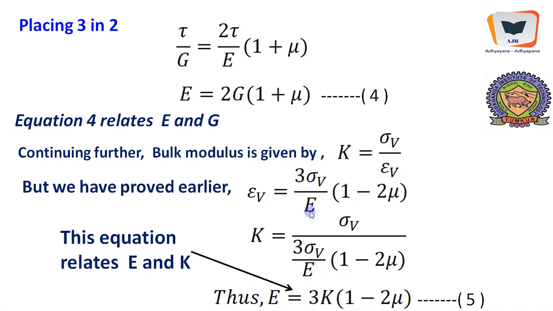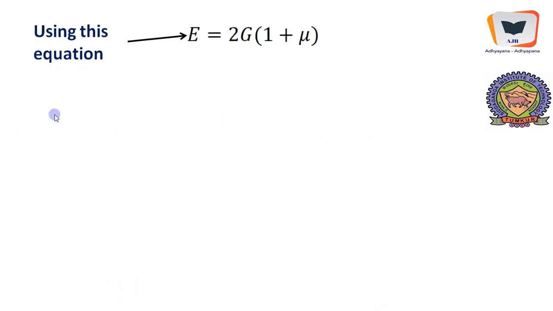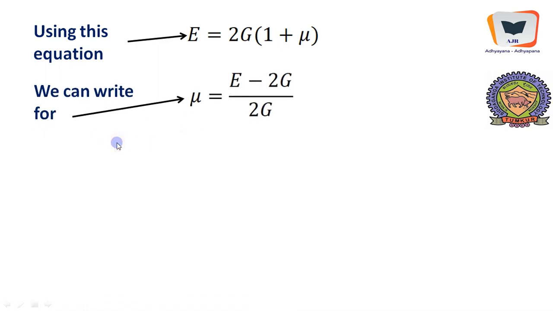In both the equations, one thing in common that should be observed is the participation of the Poisson's effect in terms of the ratio mu. Therefore E is related to K by means of this particular equation. So this is the fourth equation and this is the fifth equation. We will further continue using the equation E equal to 2G into (1 plus mu), which is equation number 4, and we can write it for mu.